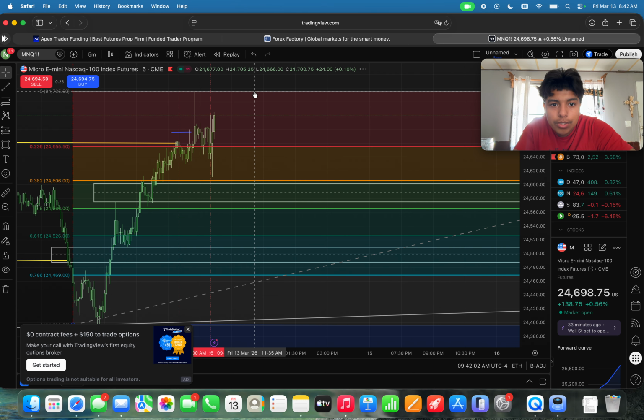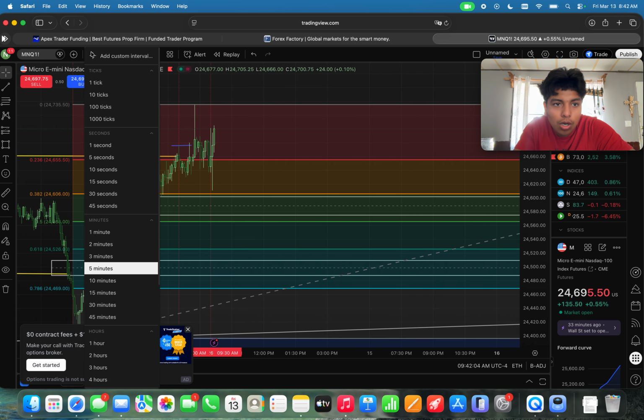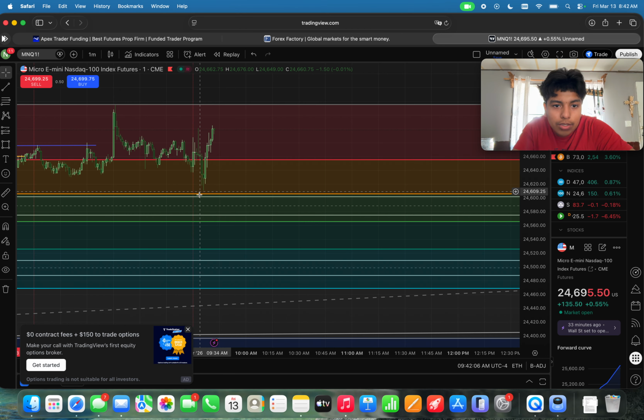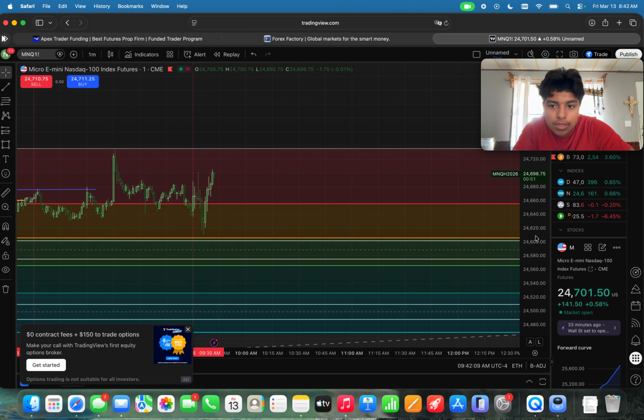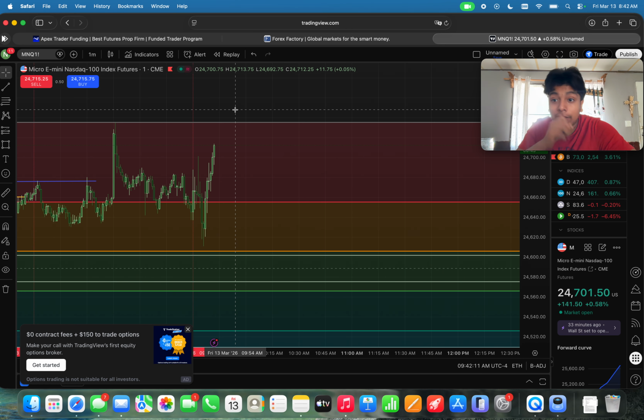Price is starting to push up though. But honestly, the best thing we can do since price is pushing up is wait till it makes a full move and then we catch a retrace off of that.